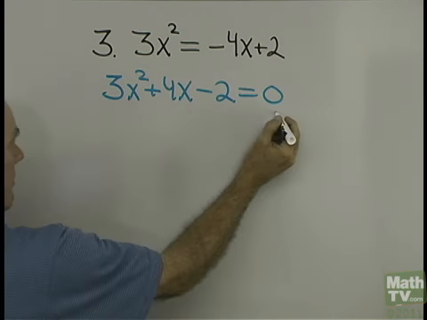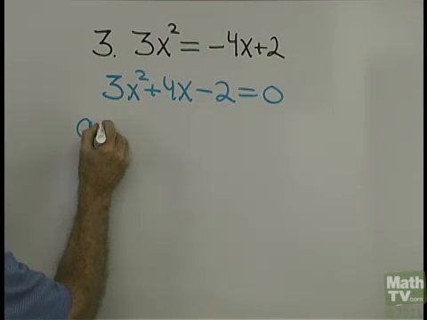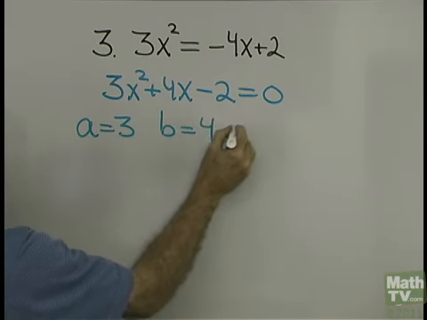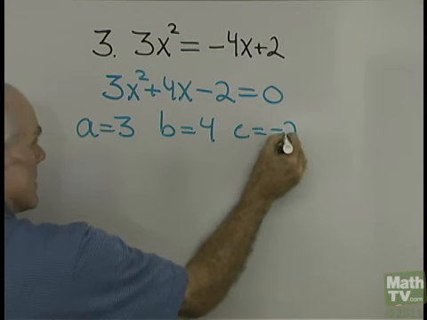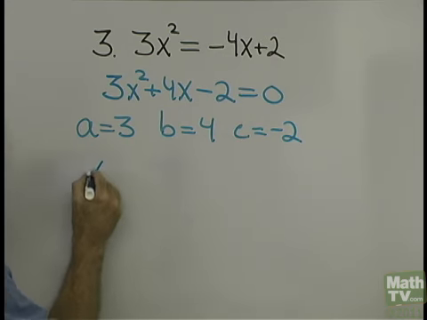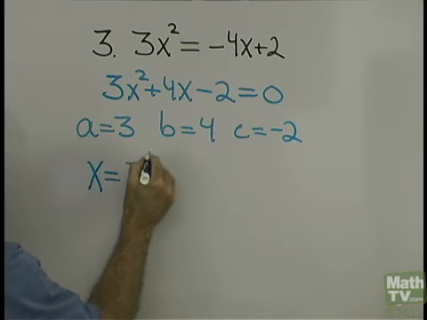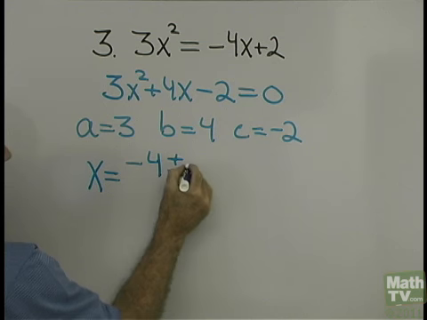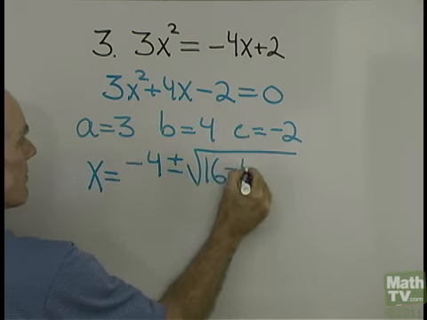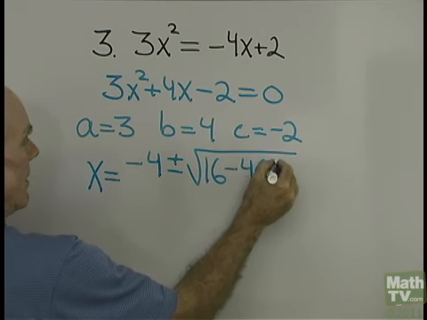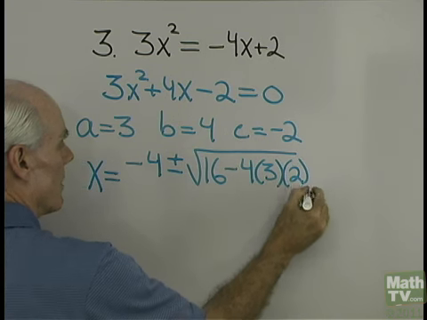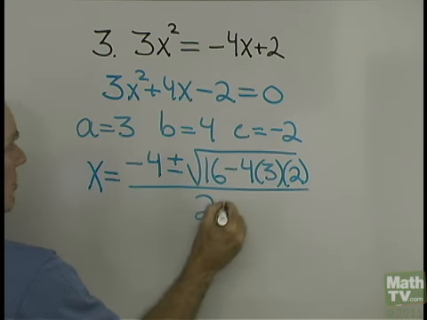It must be in standard form for us to identify A, B, and C. A is 3, B is 4, C is negative 2. Okay, into my quadratic formula then, x will be negative b plus or minus square root of b squared minus 4 times a, which is 3, times c, which is 2, all divided by 2a.